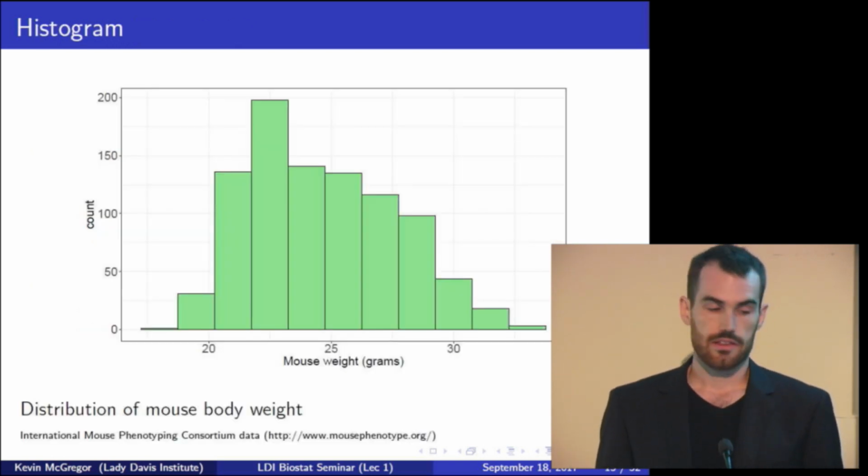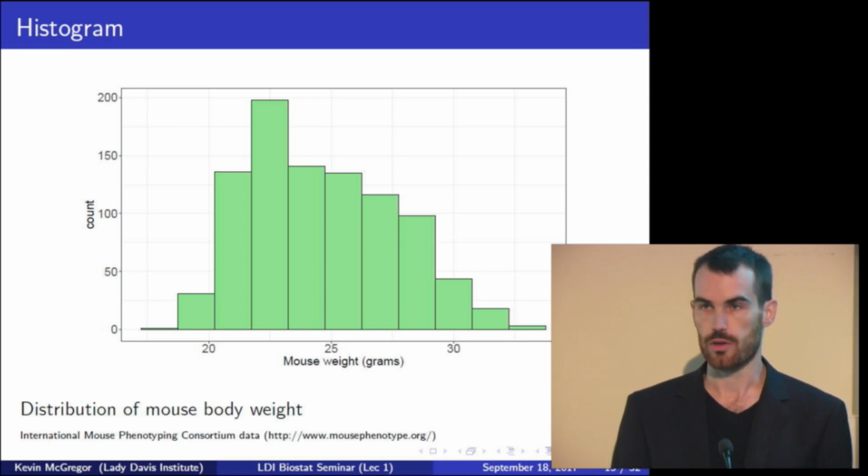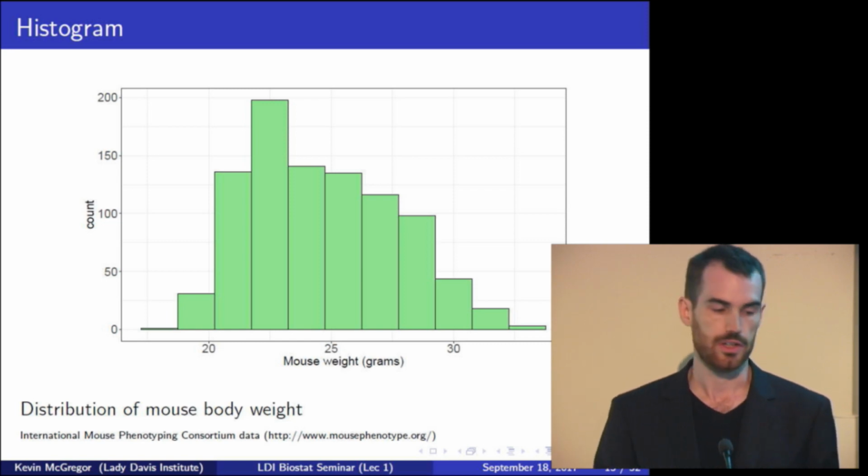This is data on mouse weight in grams that I took from the International Mouse Phenotyping Consortium. It's a great website, publicly available data, tons and tons of data on mouse phenotypes and genotypes as well.